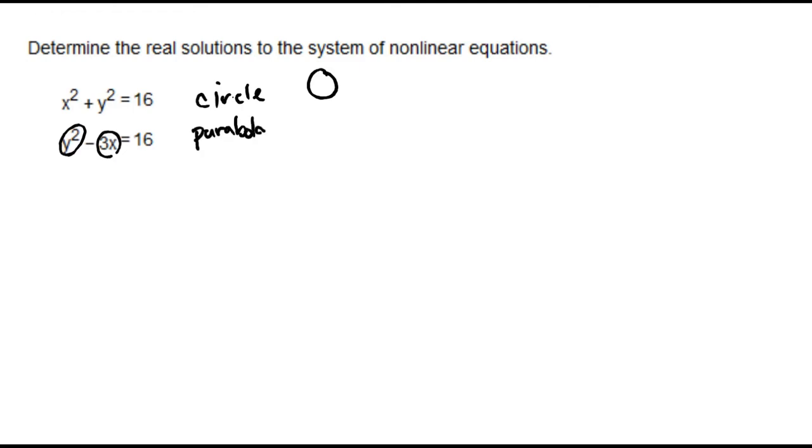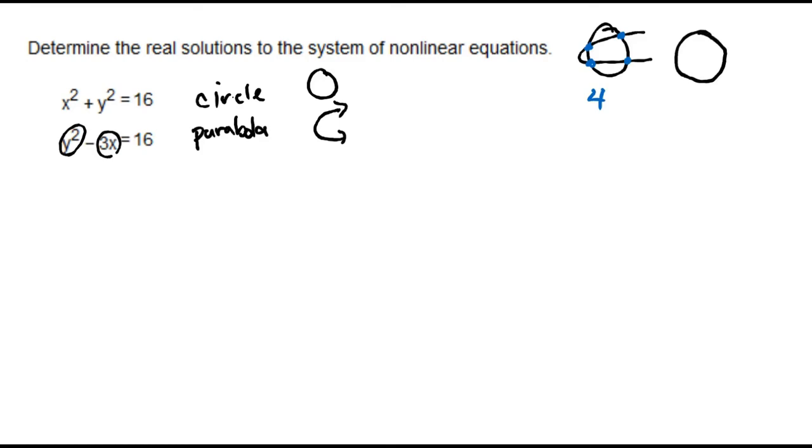but it's not one that we're used to because we normally have the squared on the x and not on the y. So this is going to be a sideways parabola. So if we were to draw a circle and a parabola, this is one way we could draw it. We have 4 intersection points. That's a possibility of 4 solutions.